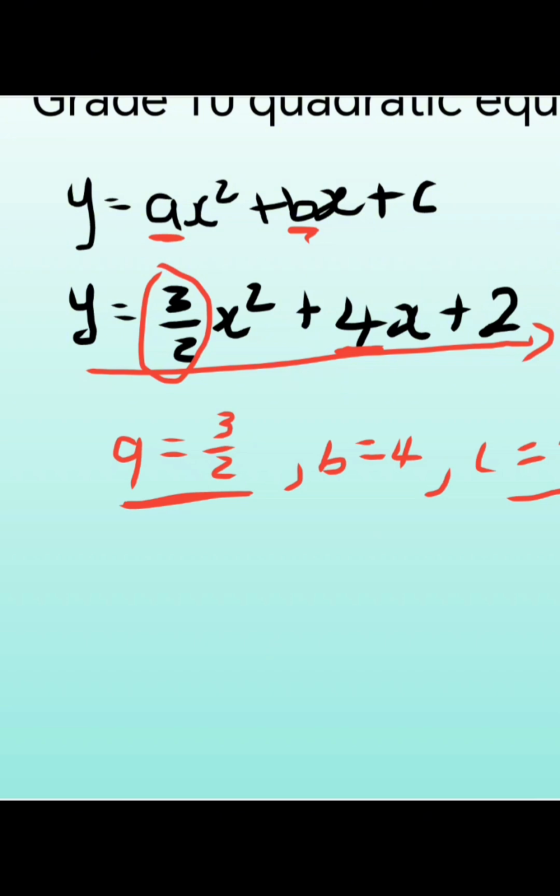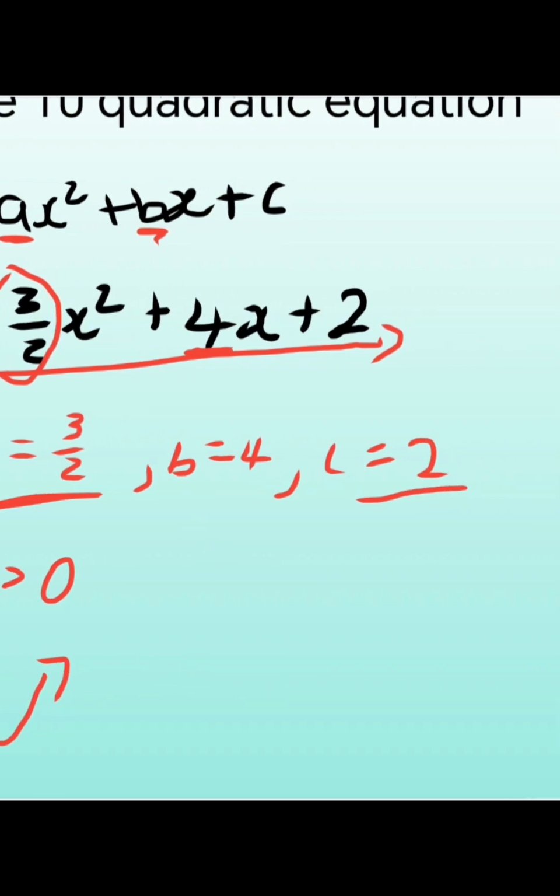Now when you see A, you start realizing, what does A mean? It determines the shape of my graph. So how does it determine the shape of the graph? It must be less or greater than 0. So let us see now. Is our A greater or less than 0? Our A is 3 over 2, which is greater than 0. It means our graph is going to be shaped like this.